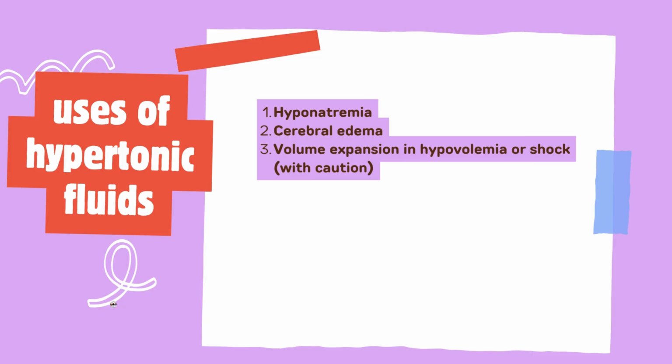In case of severe hyponatremia, when the patient's sodium drops dangerously low, below 120, hypertonic saline helps raise the sodium level without giving a large volume. It must be infused slowly to avoid brain damage.